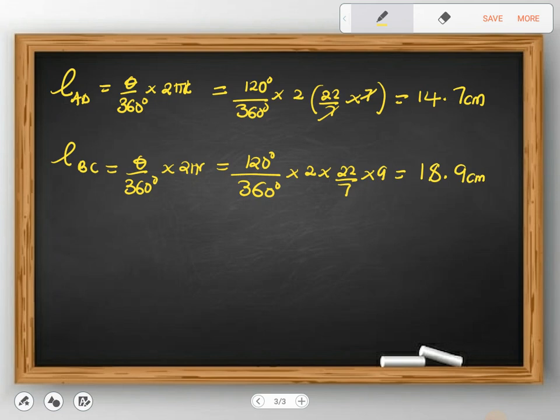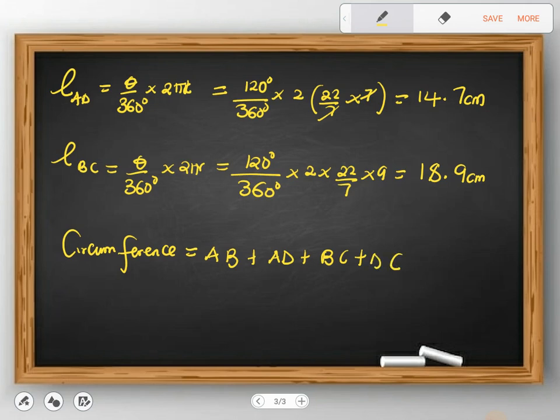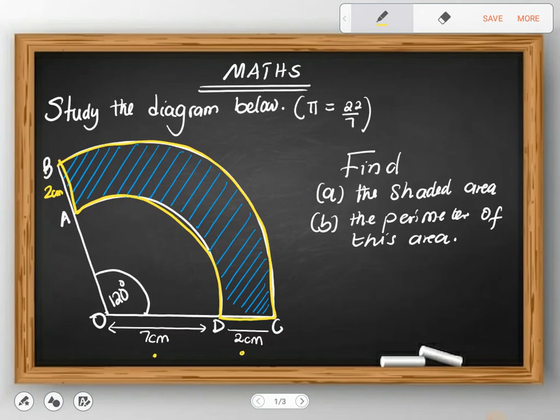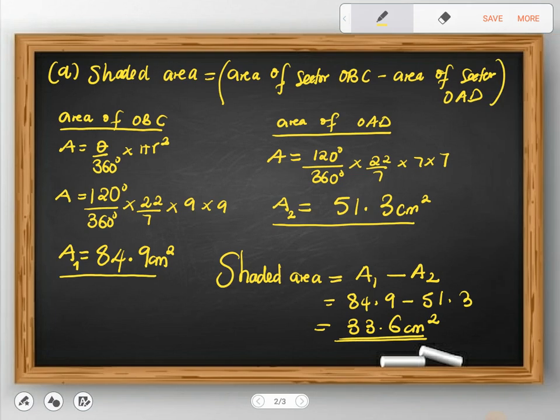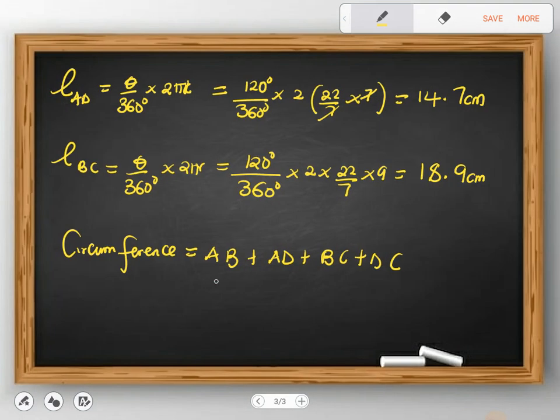Now, therefore the perimeter is equal to AB plus AD plus BC plus this one here, DC. Then we are done. So what is AB? AB and DC, they are the same, they are 2.